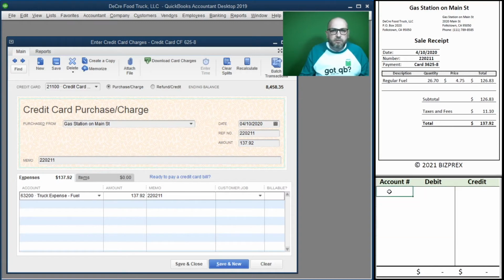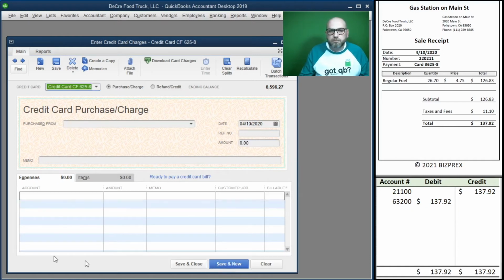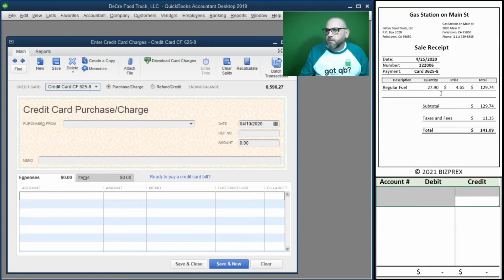Again, do we know the debits and credits behind this? By now you do, but let's make sure we are consistent. So this way you know the illustration, and practice makes perfect. All right, so again, this is the debit, this is the credit for this account. We're good to go. We're going to save and new because we have a few more of those to book. All right, we have another gas station receipt. Excellent.